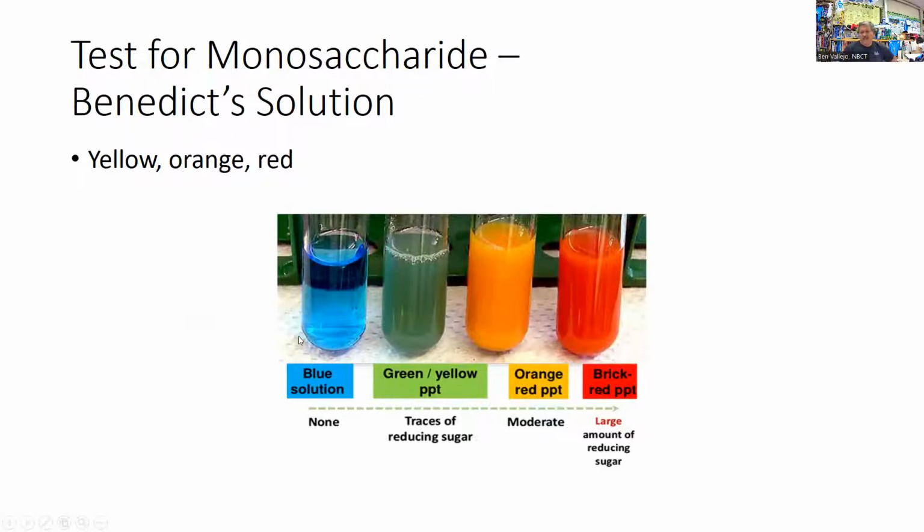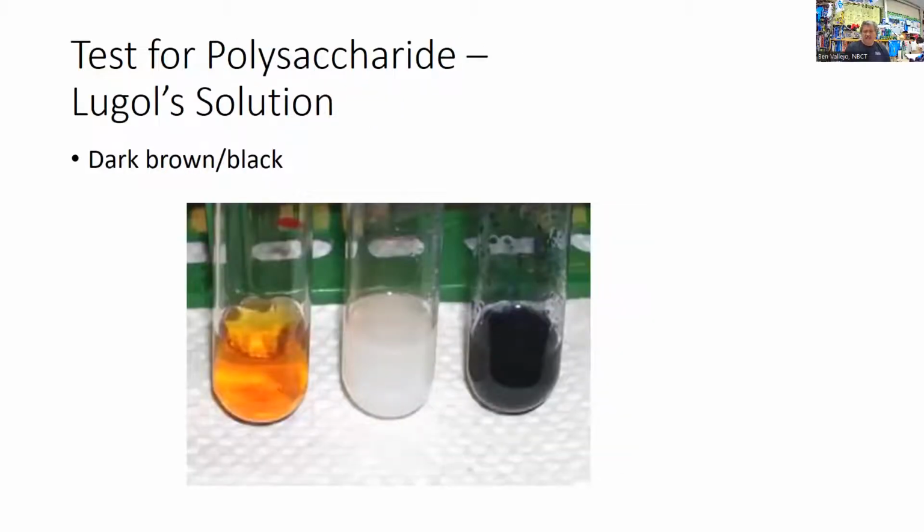And after heating, if you see a color change to green, orange, or red, you'll know that you are in the presence of a monosaccharide. So we're looking for a color change today, green, orange, red, to give you a positive indicator that you have monosaccharide in your solution.